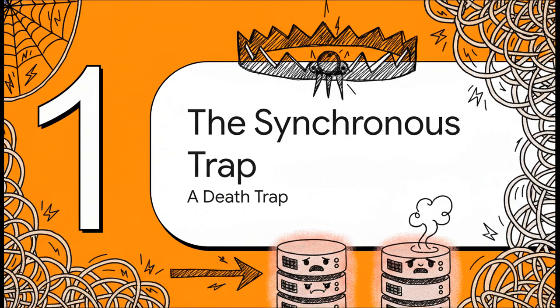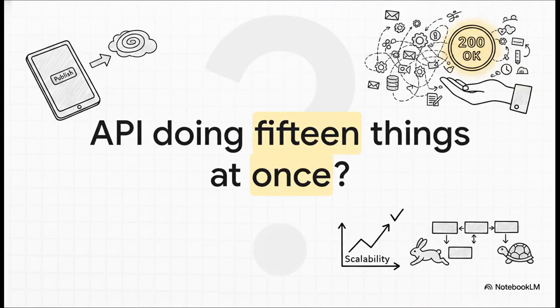We're starting right in the trenches here with a problem literally every backend engineer faces as their application's traffic begins to grow. So think about this. What actually happens when your API has to do, say, 15 things at once? Imagine a user clicks publish on a blog post. In a perfect, simple world, you just save it to the database and return a quick success message, right?